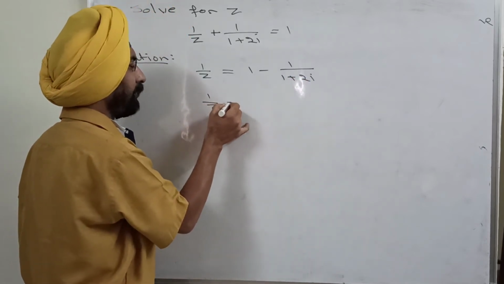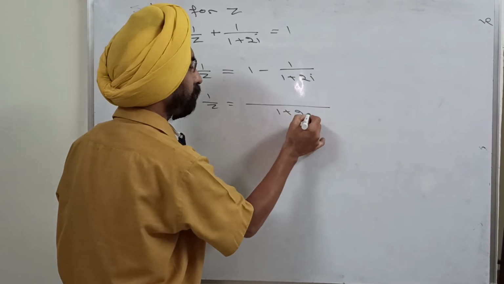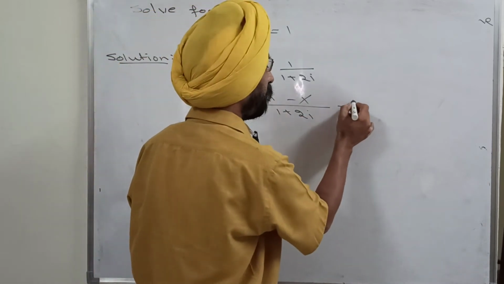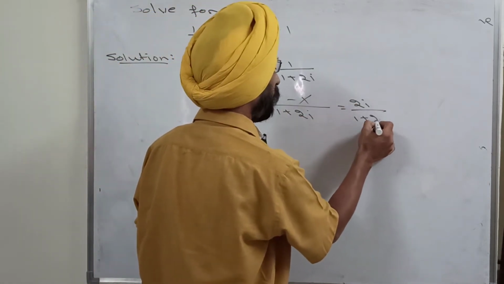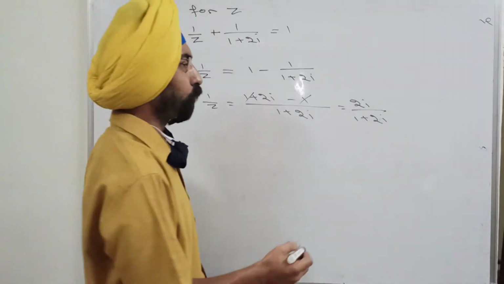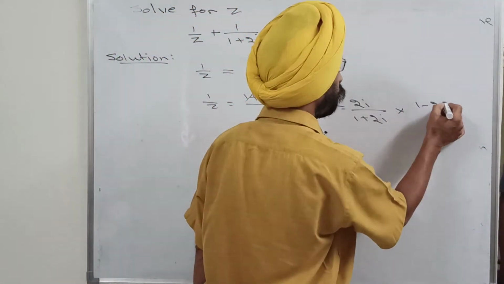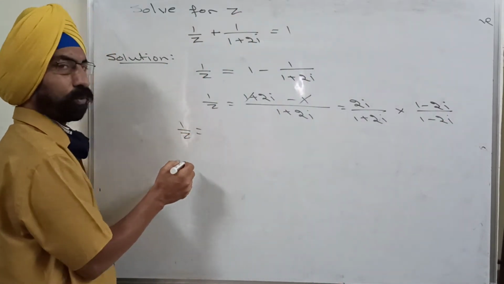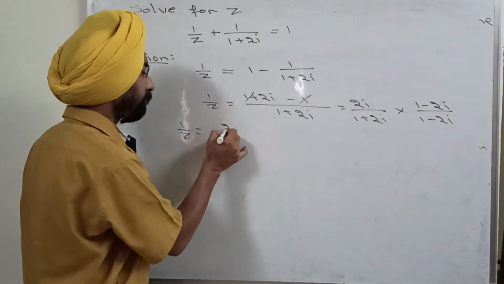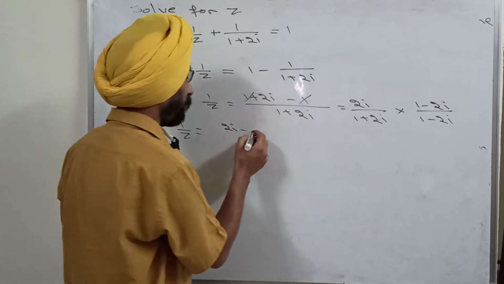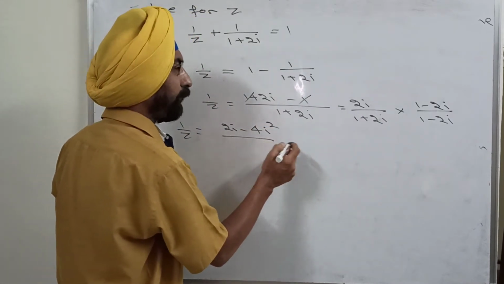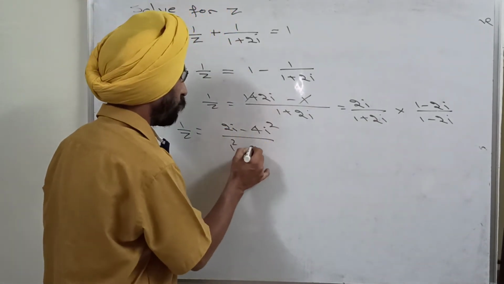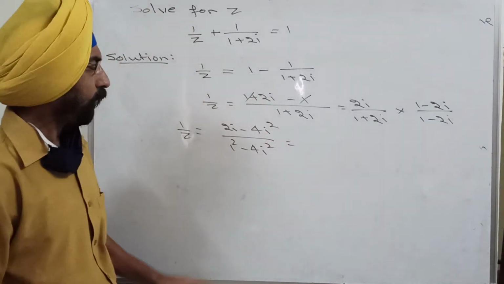So 1 upon z is equal to, take out 1 plus 2 iota LCM. So it is 1 plus 2 iota minus 1 is cancelled. So you get 2 iota upon 1 plus 2 iota. And now multiply the numerator and denominator both by 1 minus 2 iota. So what will you get? You will get 1 upon z is equal to, in the numerator you will get 2 iota minus 2 iota into 2 iota will become 4 iota^2, and divided by, this is a plus b into a minus b, so 1 square minus 4 iota^2. So now it is 2 iota.